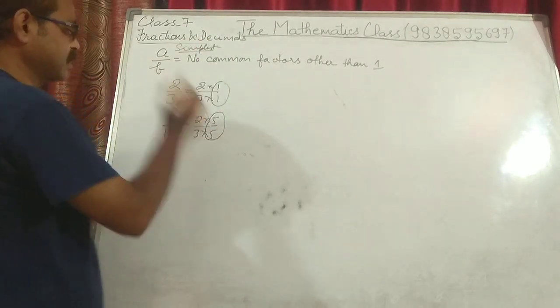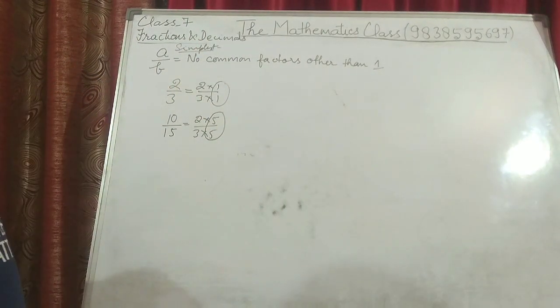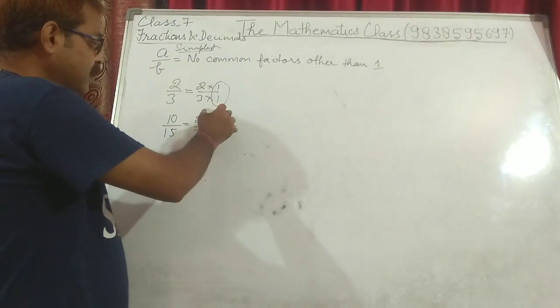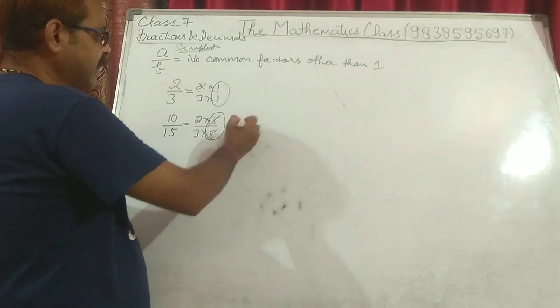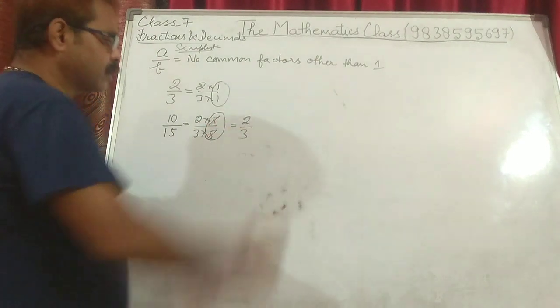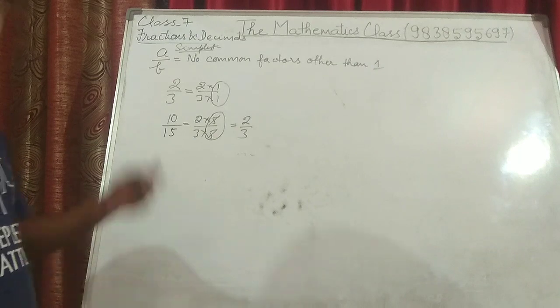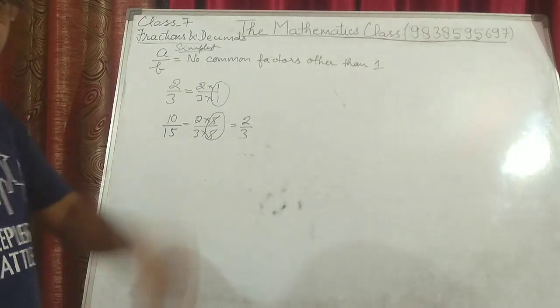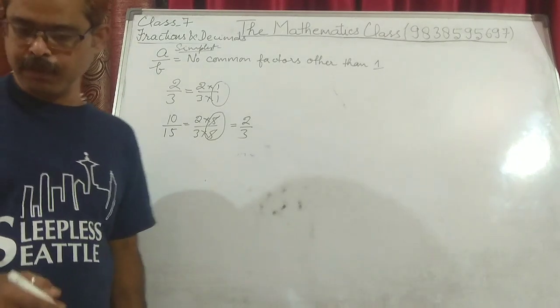This is not a fraction in simplest form. To convert this fraction into simplest form, we need to cancel these 5s, and finally we will get 2 upon 3. Now 2 upon 3 doesn't have any common factor other than 1. So this is a fraction in lowest term or simplest form.